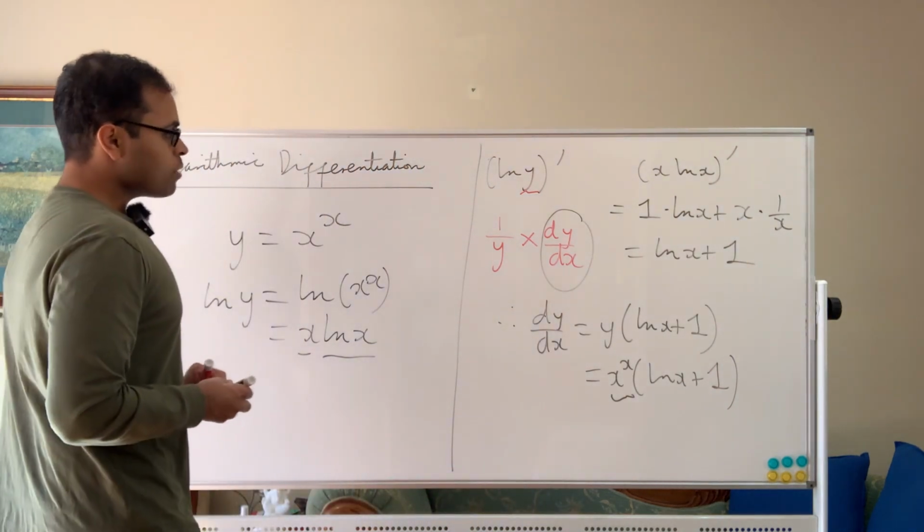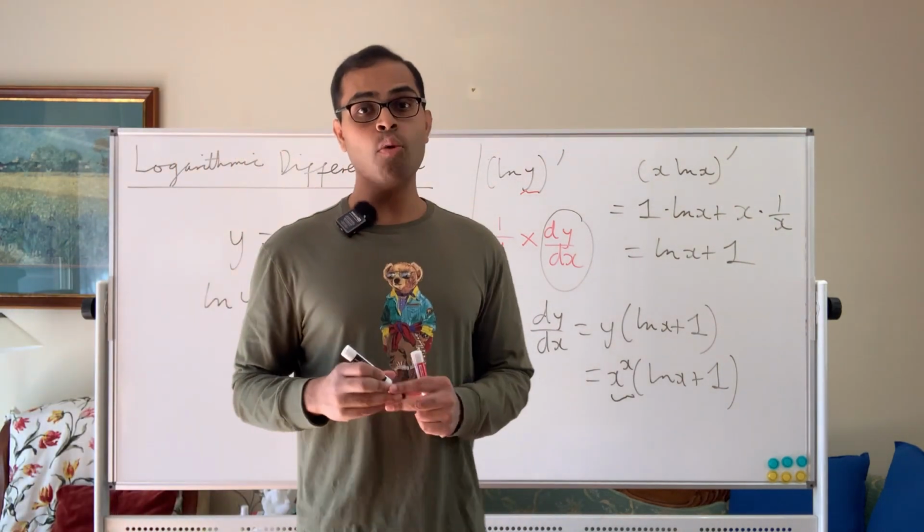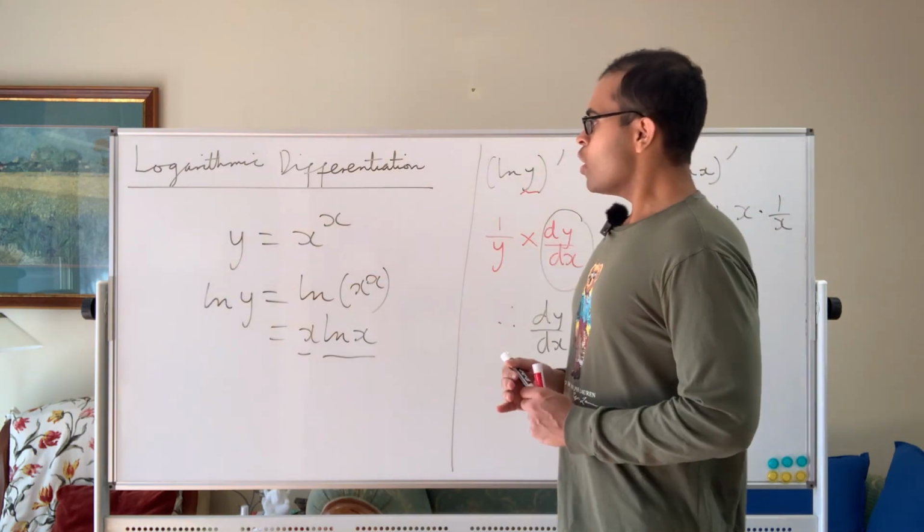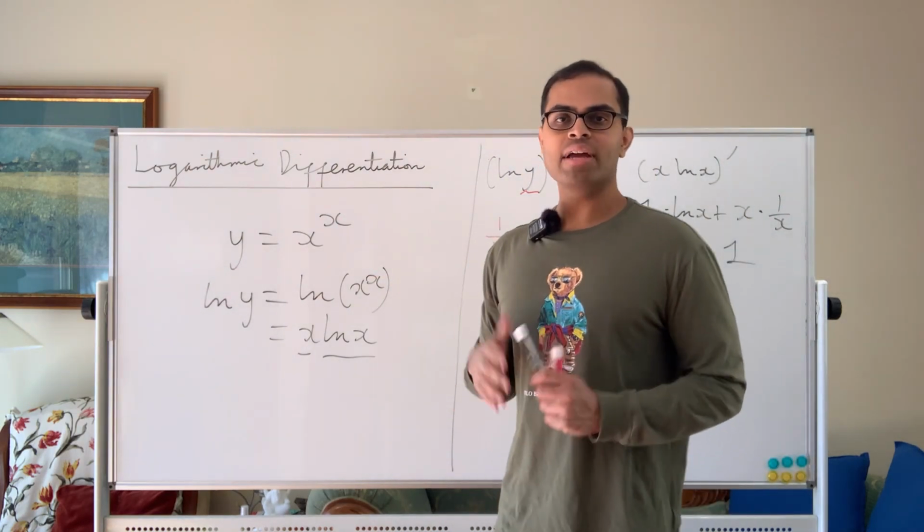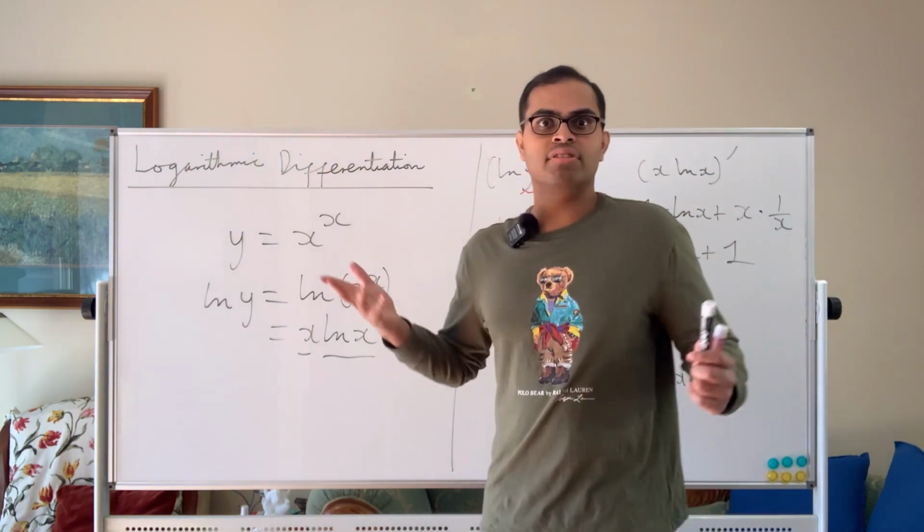Now, before I go on to the next example, I want to talk about what x to the x actually is. We manipulated it in a way that we understand, for example, if x was 5, it's 5 to the 5, right?